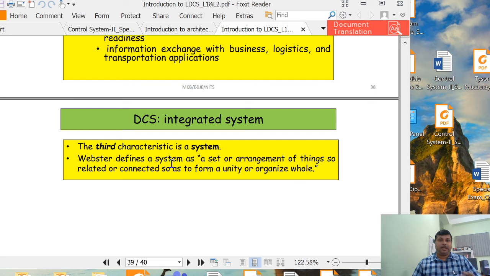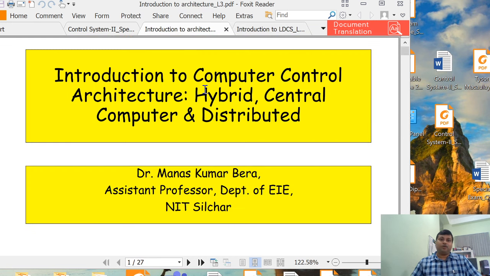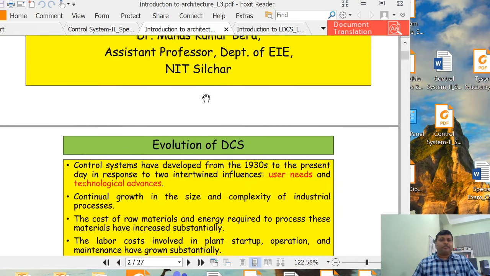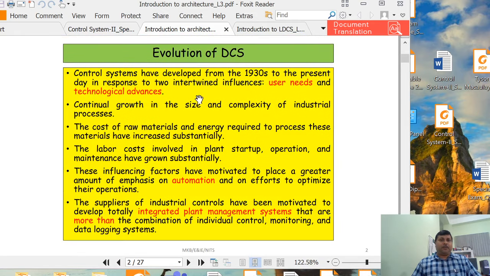So mainly we have seen the distributed control system from the point of view of hierarchical control. Okay, now today we want to see the distributed control system from the architectural point of view, so that we understand how the distributed control system architecture has been introduced. First is the evolution of DCS.